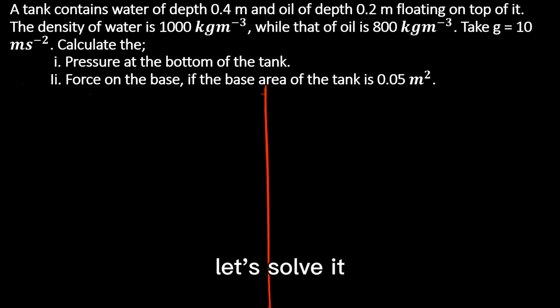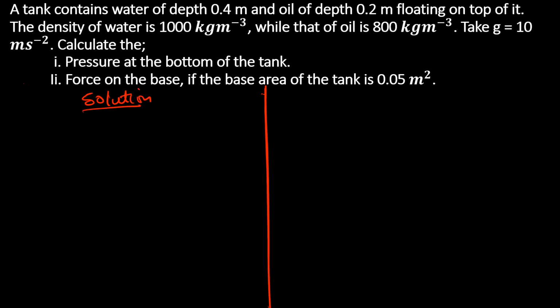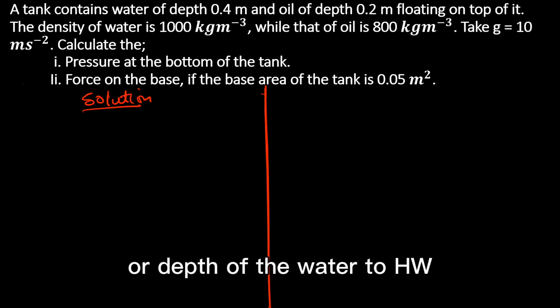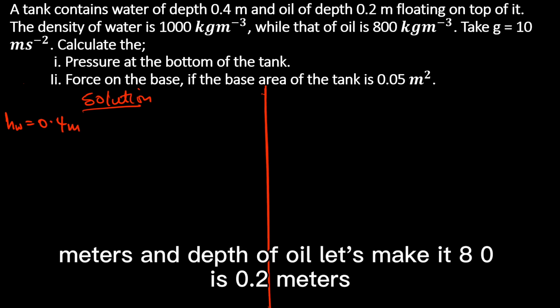Okay, let's solve it. So we have our solution. Let's make the height of the water, or depth of the water, to be HW. So depth of water is 0.4 meters. And depth of oil, let's make it HO, is 0.2 meters.